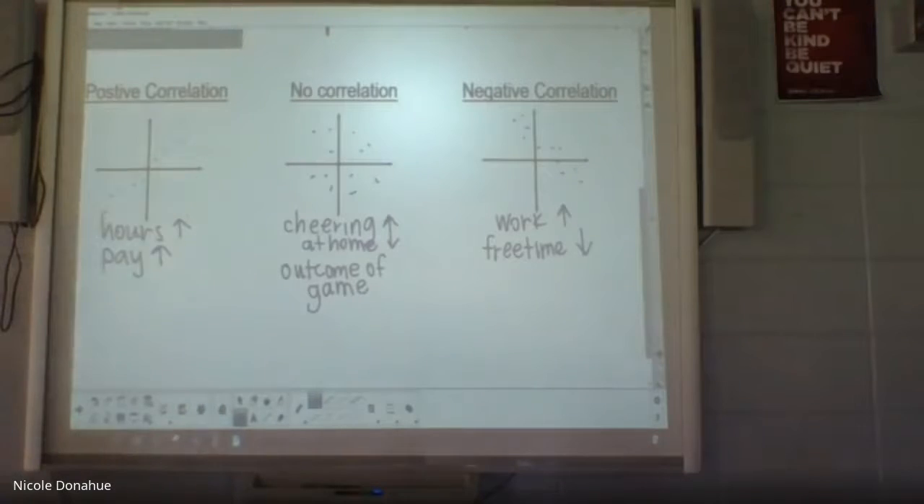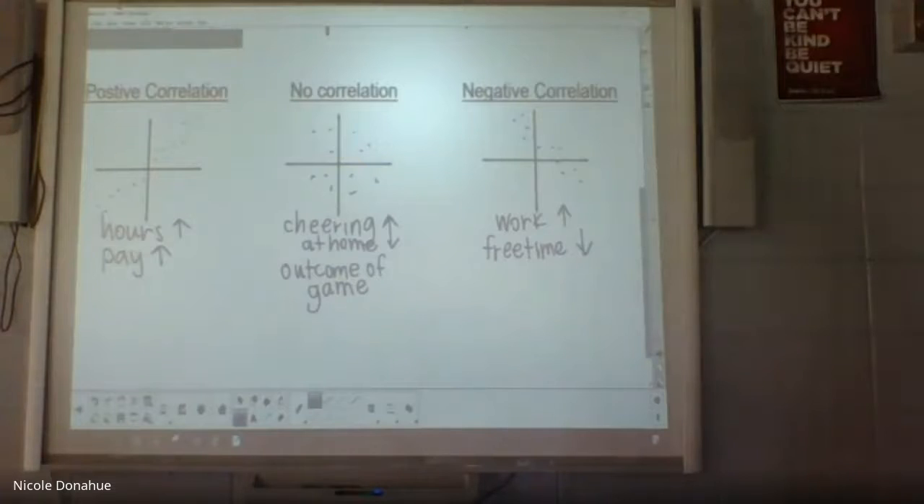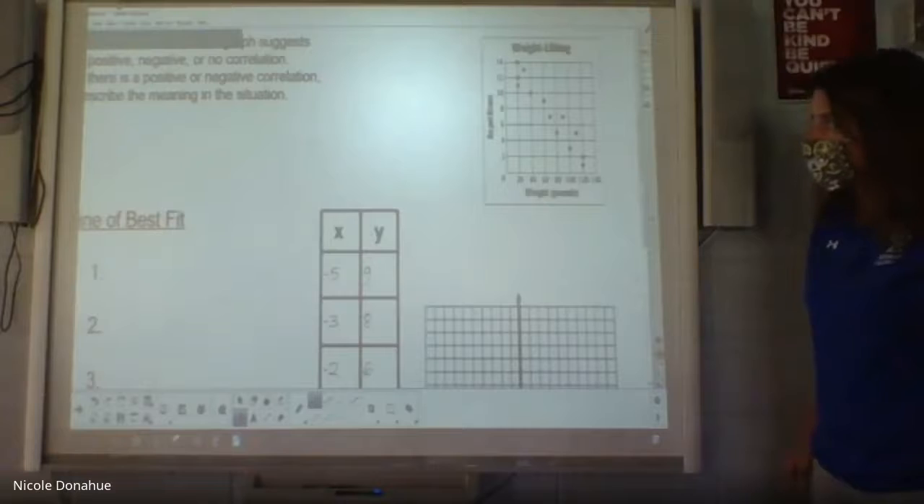And again, I know you guys have talked about this before because part of it is, if you had me for algebra, I taught it to you. So you definitely have learned it at some point. So a little bit of review here.